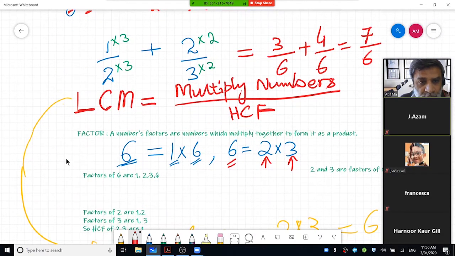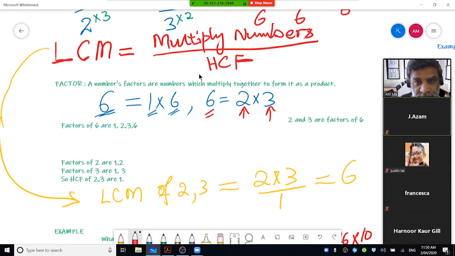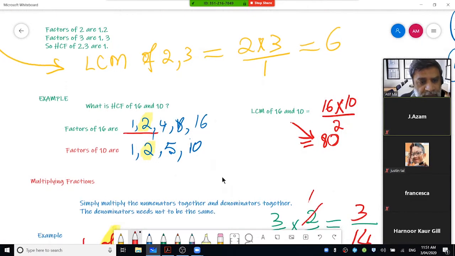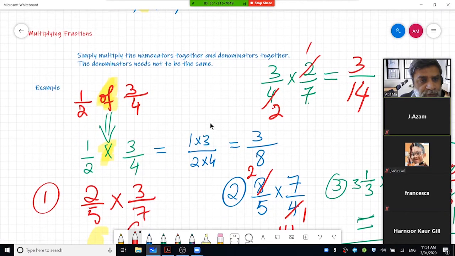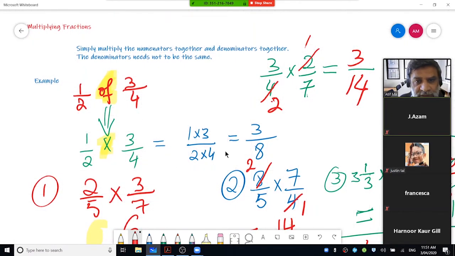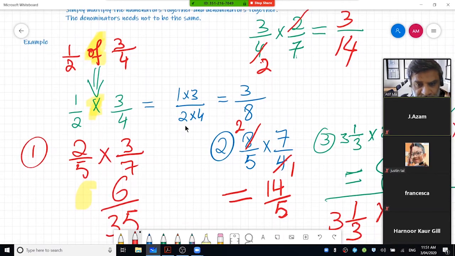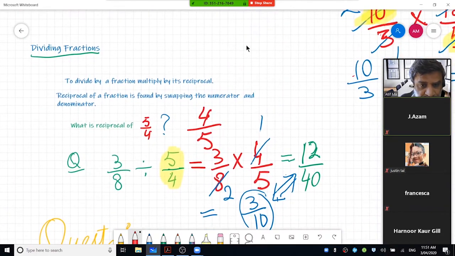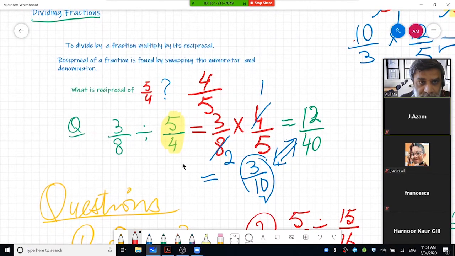And then we also found out that the least common multiple can be found by multiplying the numbers and dividing by their highest common factor. We also saw what is a factor and what is the highest common factor. Then we went to understand multiplying fractions. In multiplying fractions, we learned that an "of" will be converted into a times sign. If you are asked 1 over 2 of 3 over 4, it means 1 over 2 times 3 over 4. And we did some questions together.